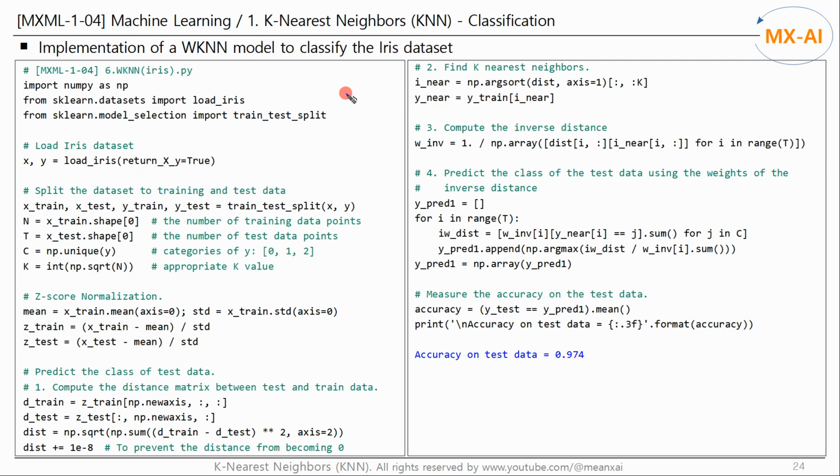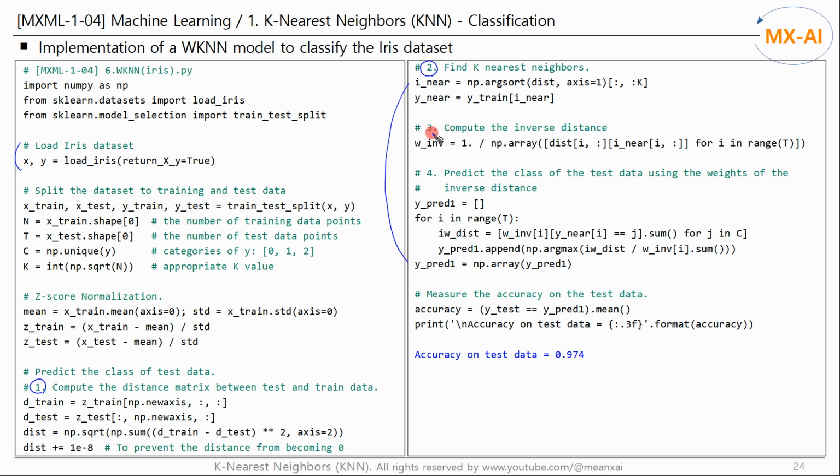Next, let's implement a WKNN model to classify the iris dataset. Load the iris dataset. Since it is similar to the code we used before, we will only look at the part that implements WKNN. First, we compute the distance matrix between the test data and the training data. Second, find the K nearest neighbors of each test data point. This code is identical to what we looked at on the previous page.